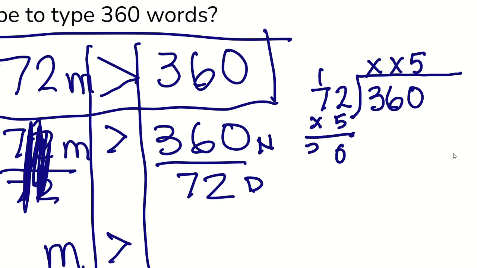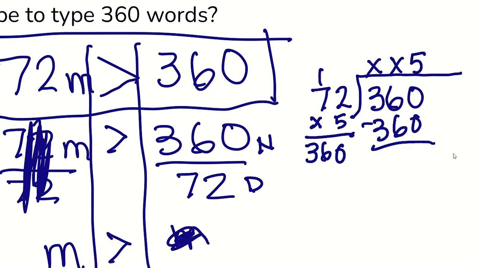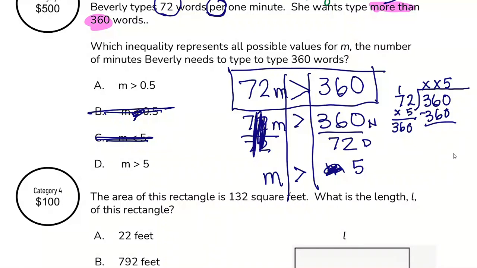2 times 5 is 10. Carry the 1. 360. Okay, so we got it. Our answer is 5. M has to be greater than 5. Answer choice D.